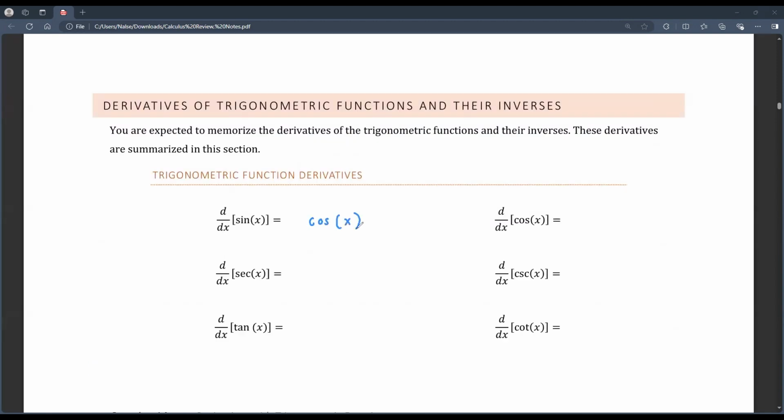Next, you will need to memorize the derivatives of all 6 trigonometric functions, as well as their inverses. Let's start with the 6 trigonometric functions. Pay close attention to which ones are positive and which ones are negative. Write these derivatives down and do your best to commit them to memory. This will be required before moving forward in the lesson.